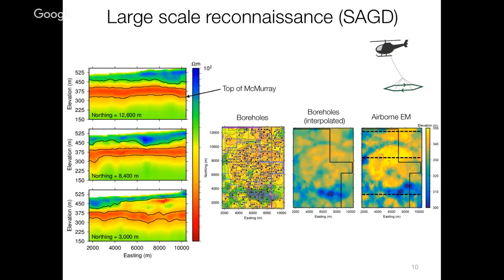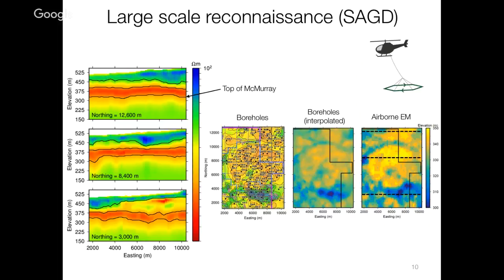When we do an airborne survey over a region and invert it to get out a conductivity model, and then use that to estimate the elevation of that formation, we end up with an image that looks like this. So it's color coded as far as elevation. So yellow is high elevation, blue is low. We get an image that looks like that.